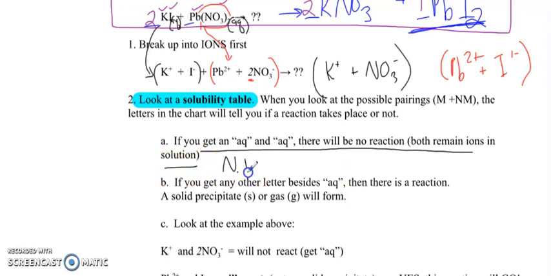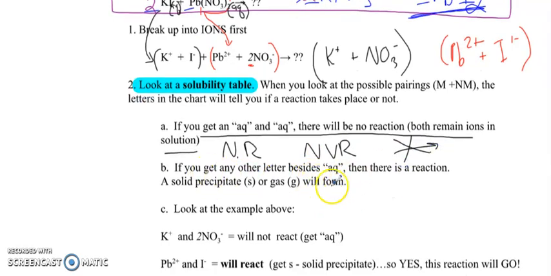You could write NR, which means no reaction, or you could write NVR, which means no visible reaction. Each is fine. Or you can just put an X through the yield sign. If you get any other letters besides aqueous, there is a reaction. You'll get a solid precipitate or a new gas. Occasionally, you also will get liquid water produced, and that will be usually in an acid-base reaction.